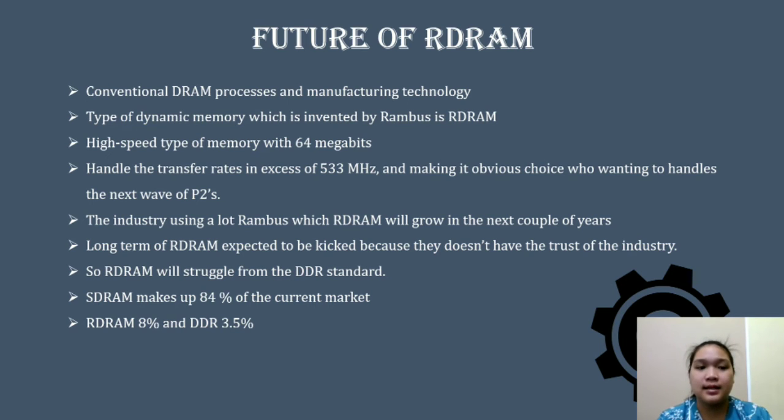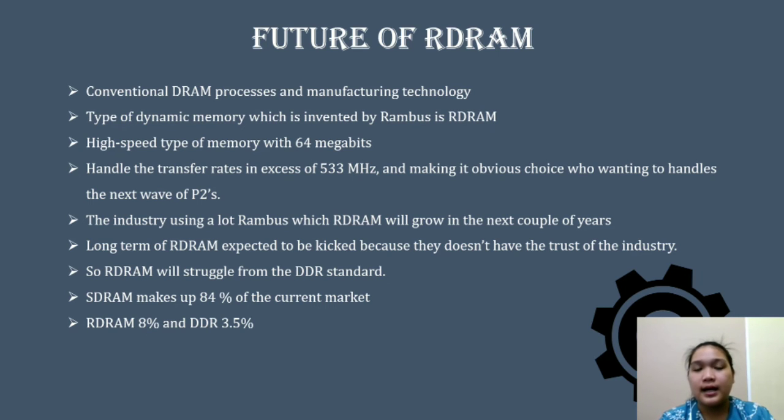Then third is a high speed type of memory with 64 megabytes. RDRAM is also an unbelievable innovation in memory technology. RDRAM is an extremely high speed type of memory running at 64 megabytes. Then RDRAM is capable of bursts as fast as 2 ns a byte.